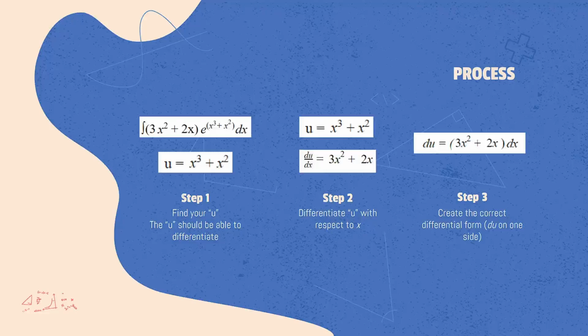Okay, so the process of doing U substitution is a 6-step process, and I'll go step by step. Step 1 is you should find your U, and your U should be able to differentiate. Step 2 is you have to differentiate your U with respect to x. As you can see, x cubed plus x squared, once you differentiate that, it becomes 3x squared plus 2x. Step 3 would be create the correct differential form with du on one side, as you can see there.